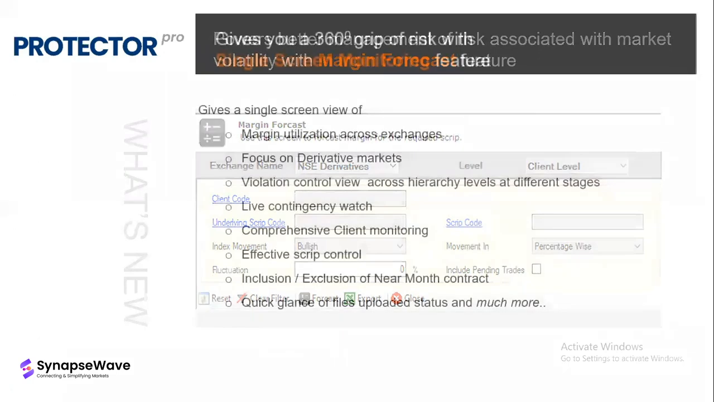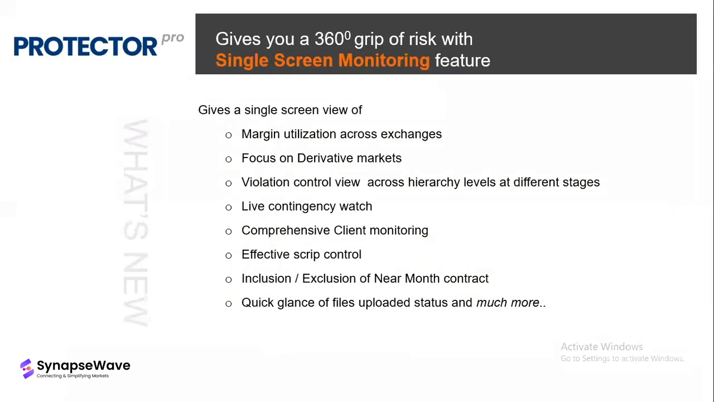Going ahead with the 360 degree grip of the risk with single screen monitor. What is 360 degrees? 360 degrees is the whole circle around you. So that means whatever movements like ban script, or disallowed contracts, or utilization of margin, everything is taken care of in a single screen. So that screen gives you the view of margin utilization across exchanges. Different exchanges are viewed on a single screen itself.